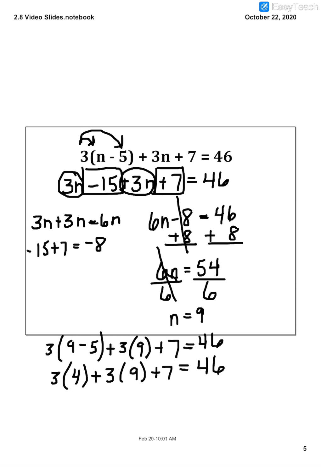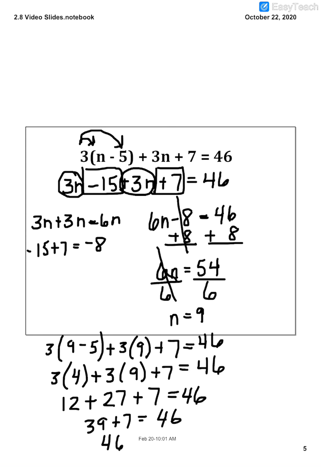Next, I would have to do the multiplication. 3 times 4 is 12, plus 3 times 9 is 27, plus 7 is equal to 46. 39 plus 7 is equal to 46. 46 is equal to 46, so I know that my answer was correct. n is equal to 9.